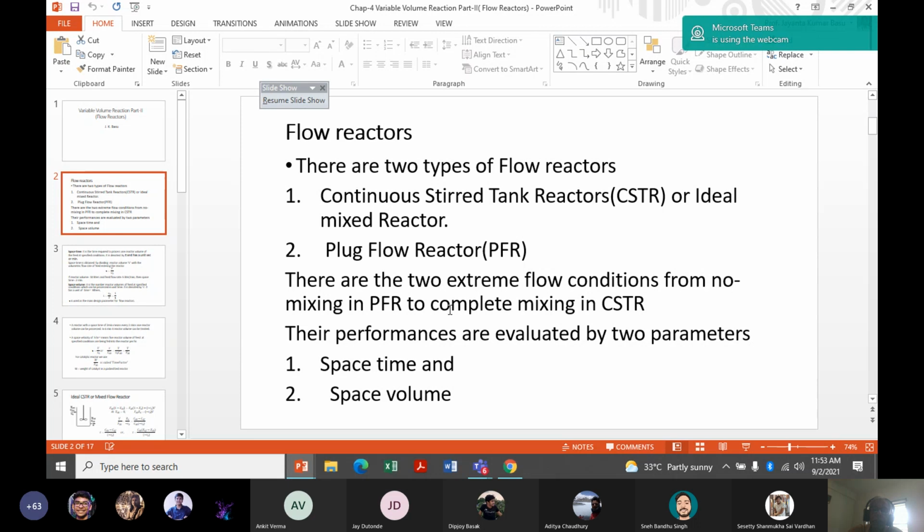So that will be an intermediate type pattern. In a straight line, on the left hand side we can keep PFR and on the right hand side we can keep CSTR. Depending on the flow mixing behavior, this will be converted to CSTR. Also, we can consider small CSTRs in a plug flow reactor. That is, a summation of small CSTRs will be converted to a plug flow reactor.